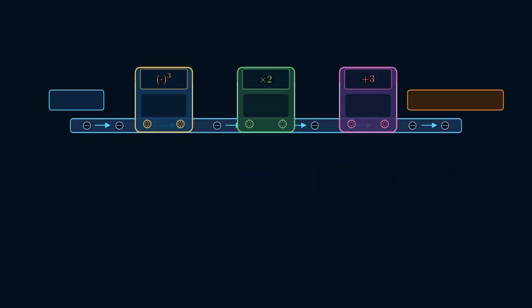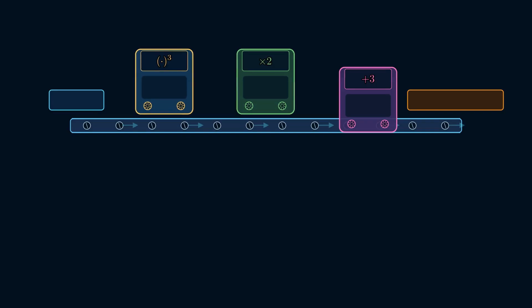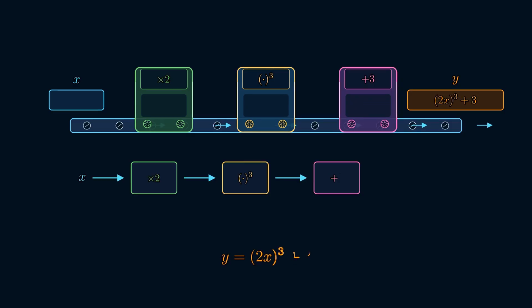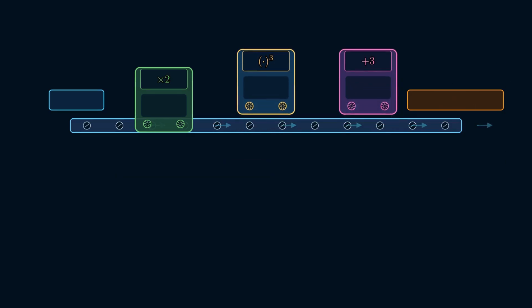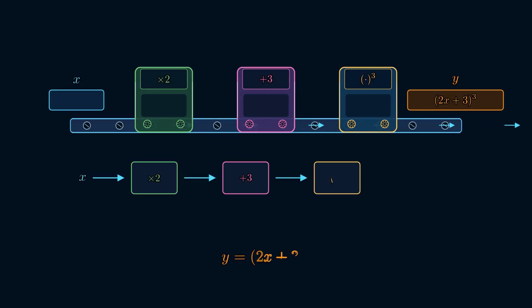Now repeat the same idea with cubing. If we cube first, then multiply by 2, then add 3, the equation is y equals 2x cubed plus 3. If we multiply by 2 first, then cube, then add 3, the equation becomes y equals bracket 2x bracket cubed plus 3. If we multiply by 2 first, then add 3, then cube the whole result, the equation becomes y equals bracket 2x plus 3 bracket cubed. Again, the operations are the same. The order is different, so the equation is different.